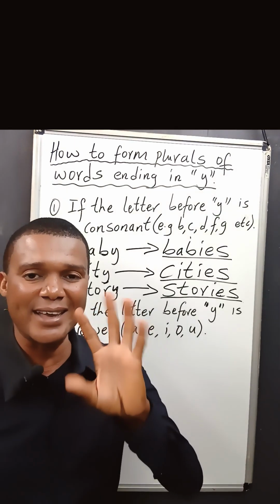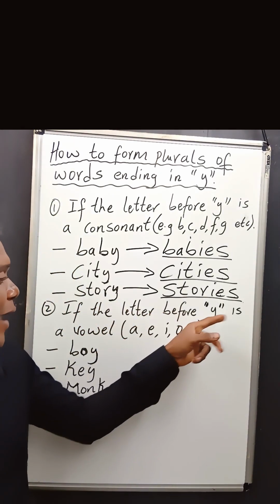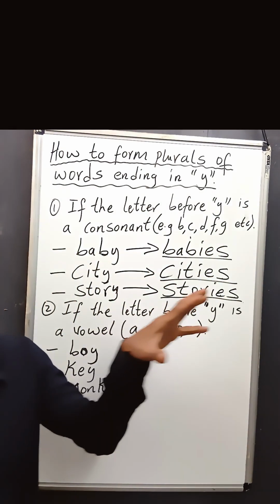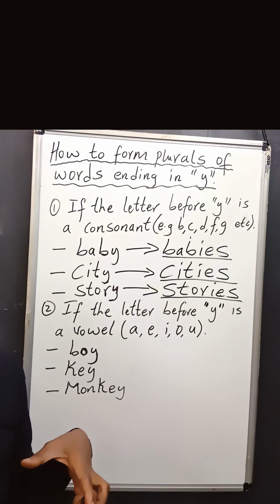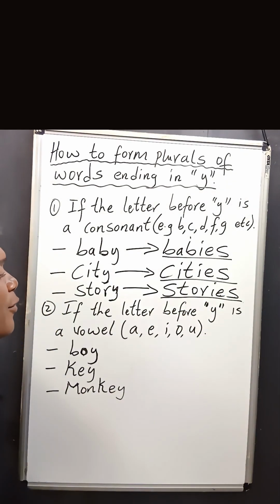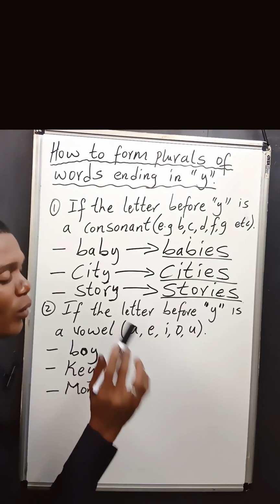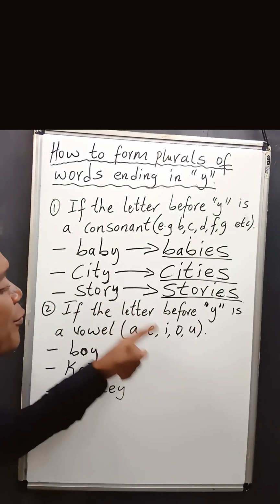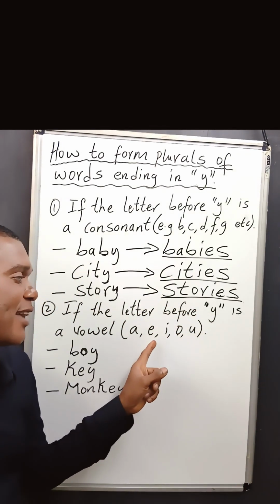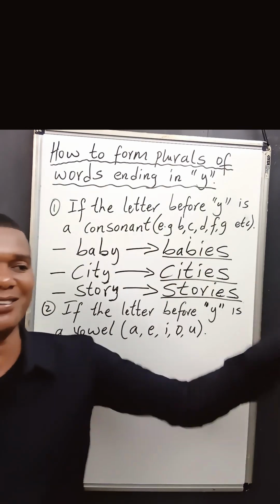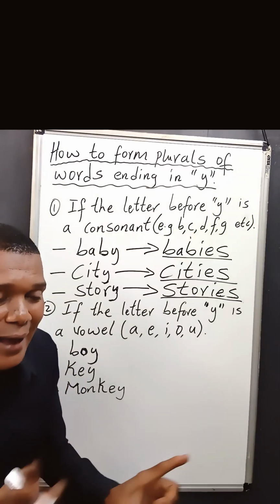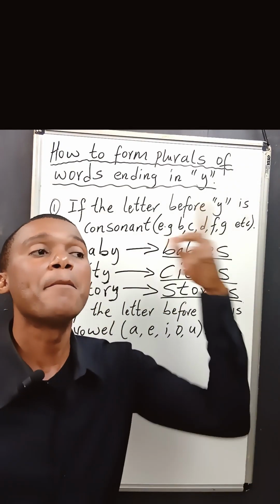The second rule says: if the letter before Y is a vowel. Out of those 26 alphabets, 5 letters are the vowels, which are A, E, I, O, U. Don't mind the normal pronunciation. These are the 5 vowels. If the letter that comes before Y is a vowel, we add S to form the plural. We are not removing Y. We only need to add S to form the plural.